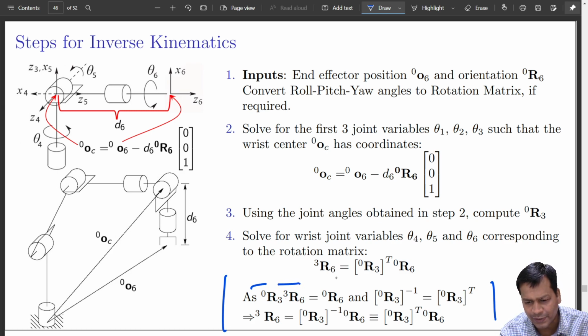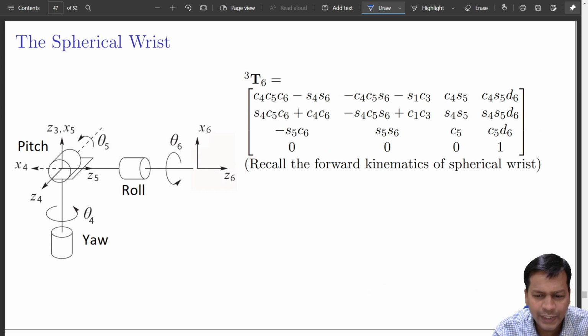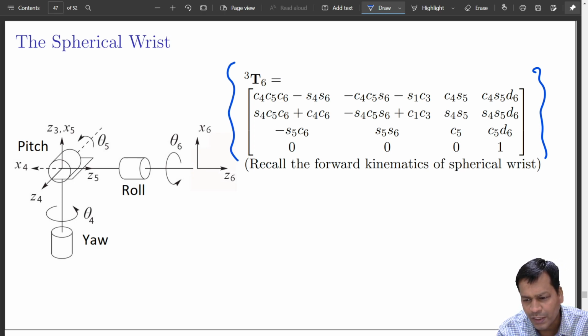0R3 times 3R6 is 0R6. 0R3 inverse is equal to 0R3 transpose. So 3R6 is equal to 0R3 inverse into 0R6, which is 0R3 transpose into 0R6. It is exactly the same, need not any explanation here. Now for this type of rotation, we can recall our spherical wrist transformation.